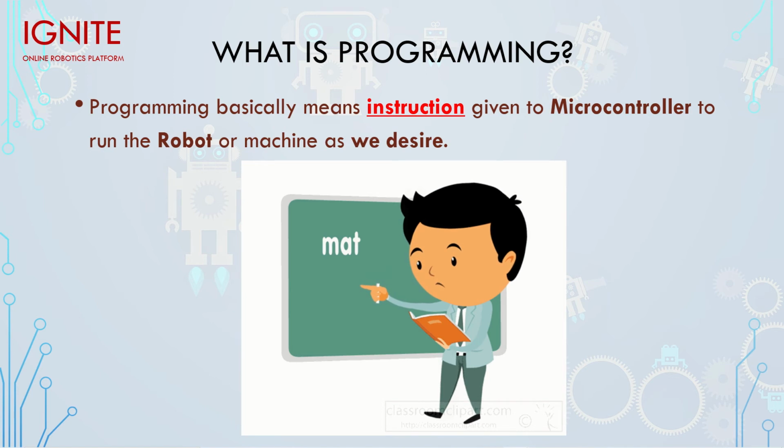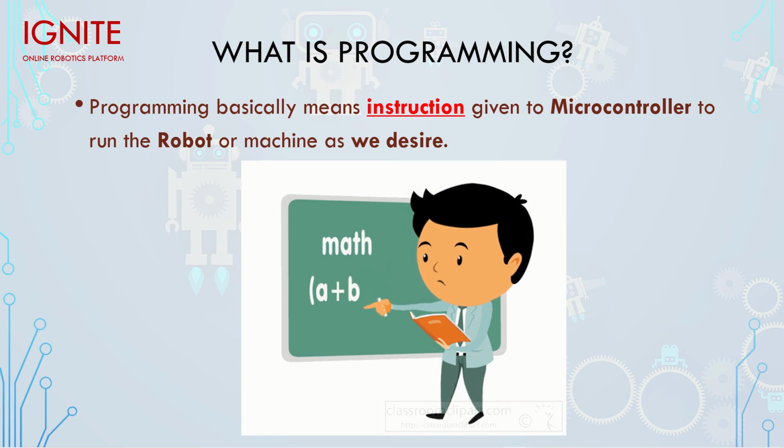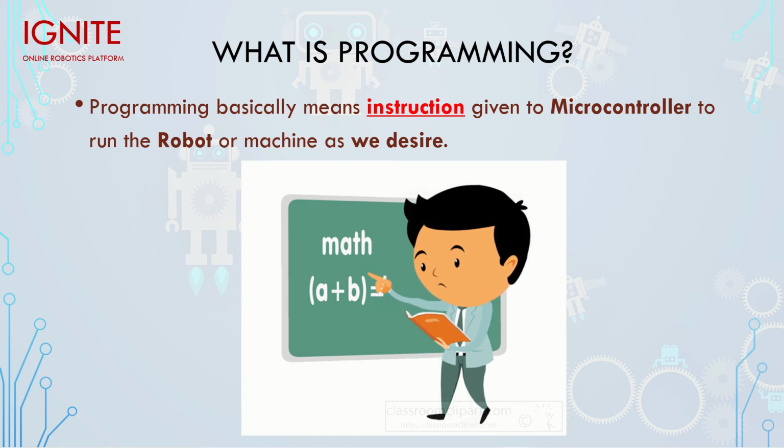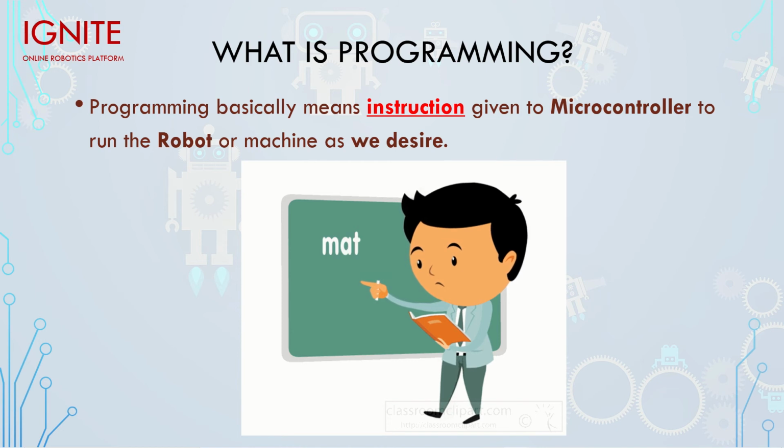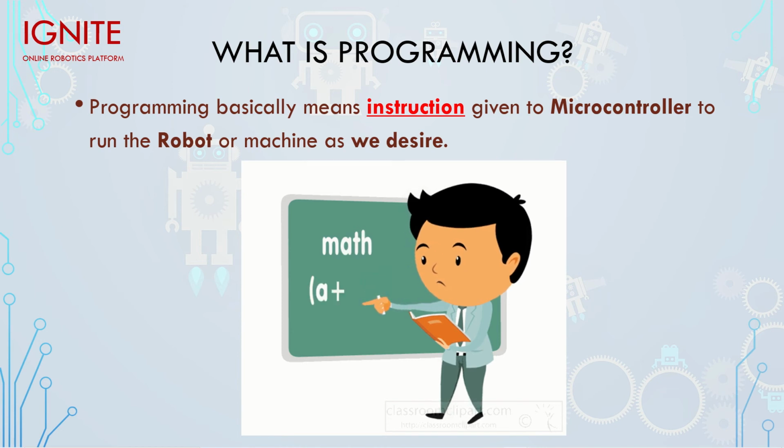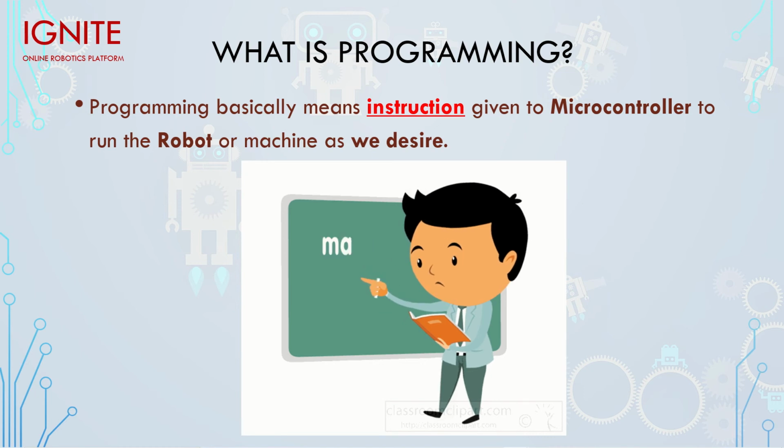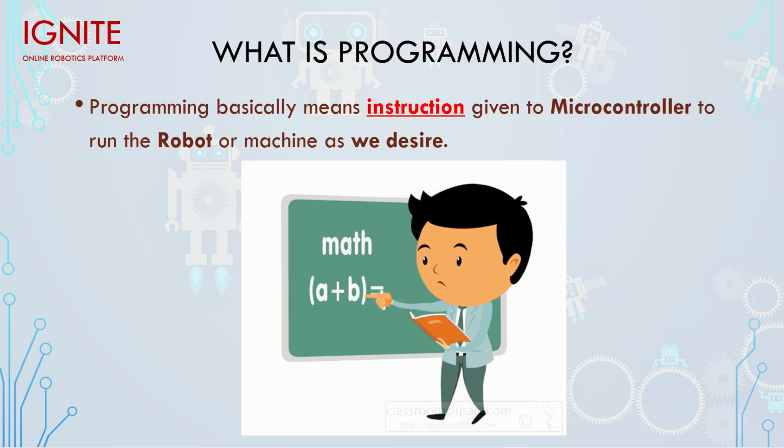Like for a robot, you want to give the instruction to move forward for 5 seconds. It is not possible to give that instruction to the robot the way you are speaking right now in English or in Hindi, because the robot understands computer language. So you need to give the instruction to the robot in a program, in a computer language. The language may differ in programming, but the basic meaning of programming is instructions. The robot accepts instructions in a computer language; humans accept instructions in Hindi or English. So that is the point.